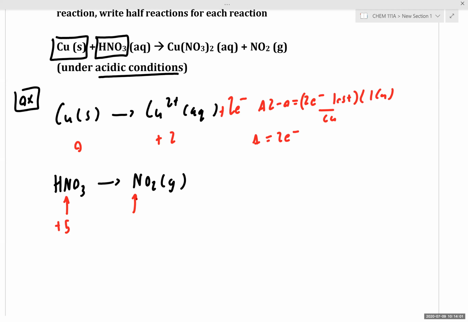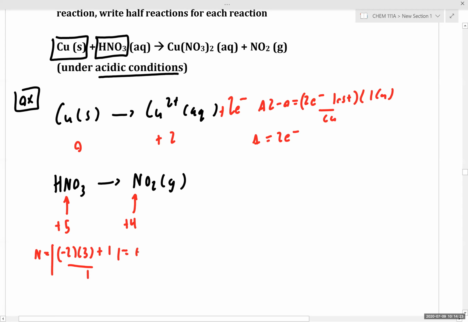+2 is close, but just remember to account for the fact that oxygen has a -2 preferred oxidation number, so nitrogen would be +4. So just to show the work for that, for nitric acid, we have -2 times 3 for oxygen, +1 for hydrogen, over 1 nitrogen atom, which gives us +5. For nitrogen dioxide, we have -2 for oxygen times 2 over 1 nitrogen atom, which is +4.